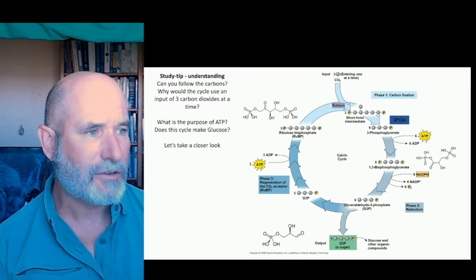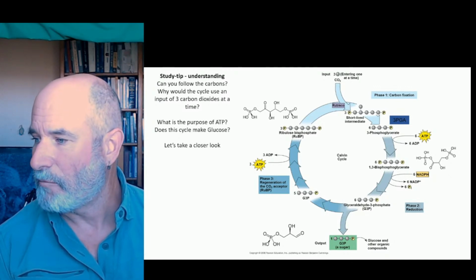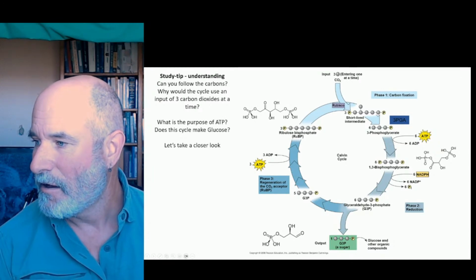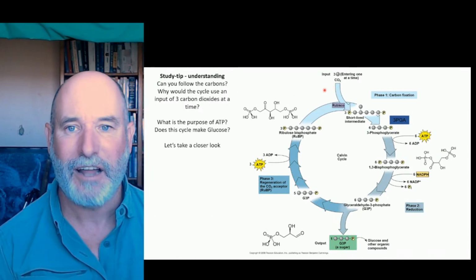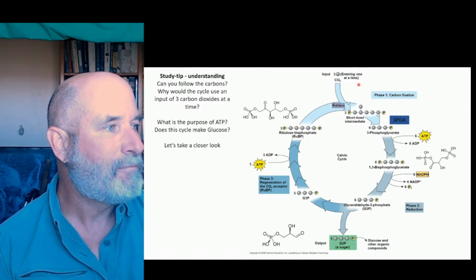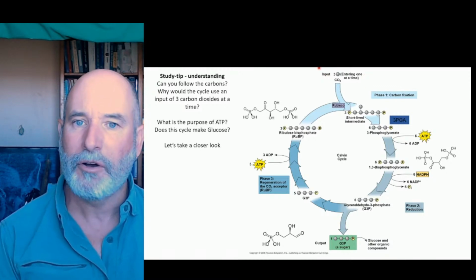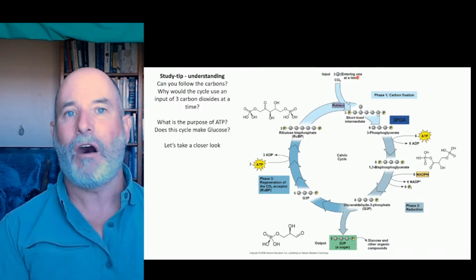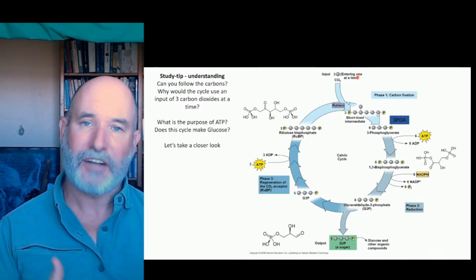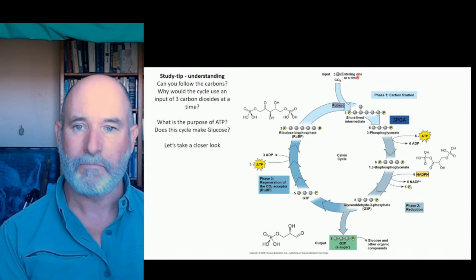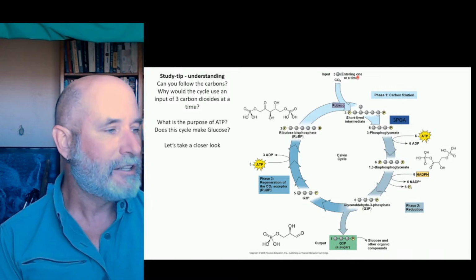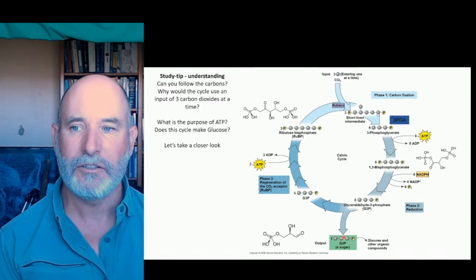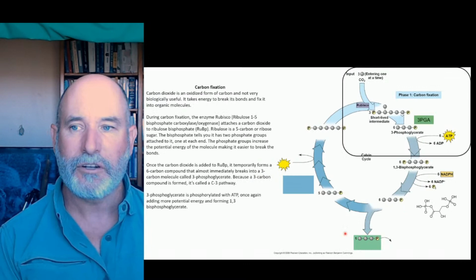So if you look at this right here, let's see if I can get a pointer. Let's do a laser pointer. Okay, so now I think you guys can see that. If you notice, it inputs 3 carbons at a time. Each turn is actually 1 carbon, but we're going to do 3, because the output down here is a 3 carbon sugar. So we're going to start right there.